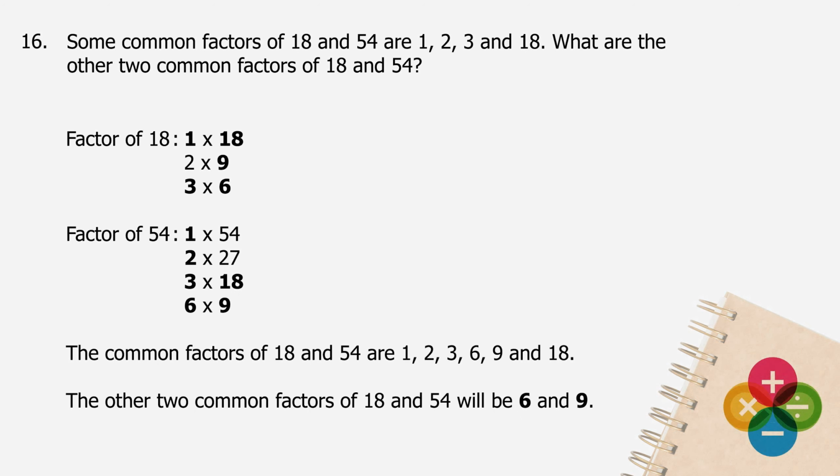The factors of 18 are 1, 2, 3, 6, 9, and 18. The factors of 54 are 1, 2, 3, 6, 9, 18, 27, and 54. The common factors of 18 and 54 are 1, 2, 3, 6, 9, and 18. The other two common factors of 18 and 54 are 6 and 9.